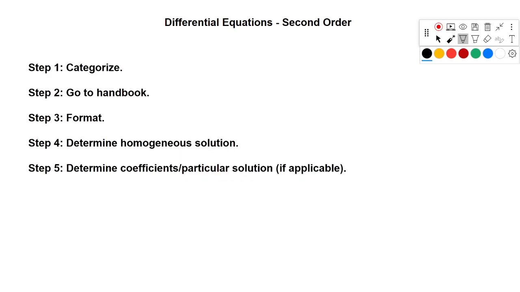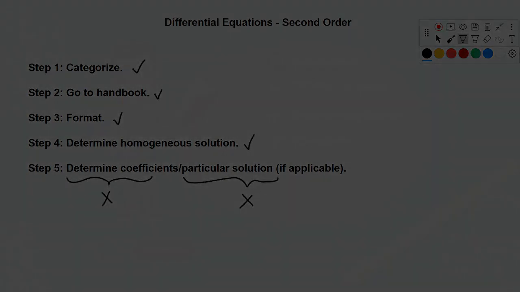So again, to summarize, we first categorized our equation. We went to the handbook for that categorization. We matched the formatting that the handbook requested. We used the solution that the handbook pointed out by first creating a characteristic equation, then solving for its roots, doing a comparison of a squared to 4b to pick between under, over, and critically damped, and then we wrote our homogeneous solution. Now, had we had initial conditions, we could have found coefficients, but we didn't have that here. Had we had a non-homogeneous equation, we could have found a particular solution, but again, we didn't have that here.